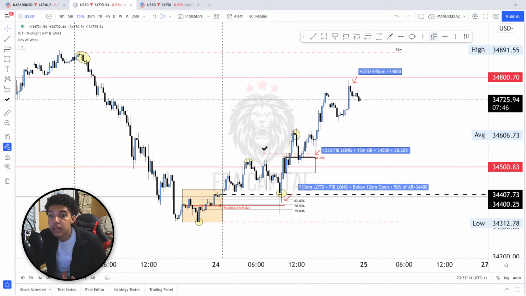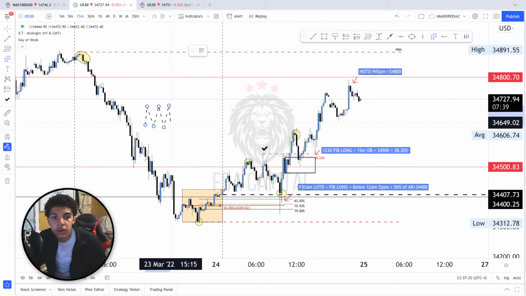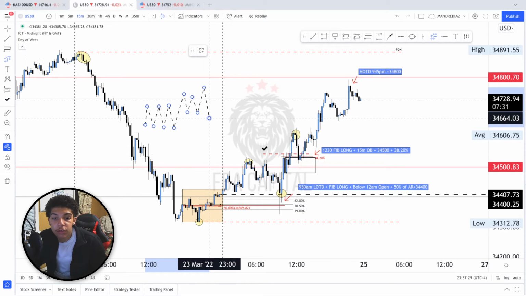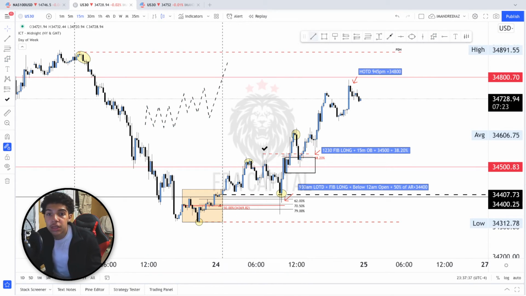So now, the last thing we're going to do is draw the schematic. So what happened? We had the Asian session range. Then London session pushed higher, ranged a little bit. New York session, we had the retracement into 50% of the Asian range, that fib long, 34,400. And had that below the 12 a.m. open, and then from there price continued to expand to the top side. But nonetheless, this is a great example of a bullish New York reversal.